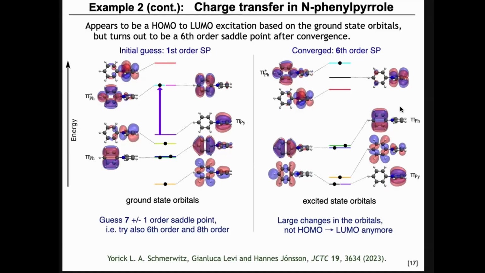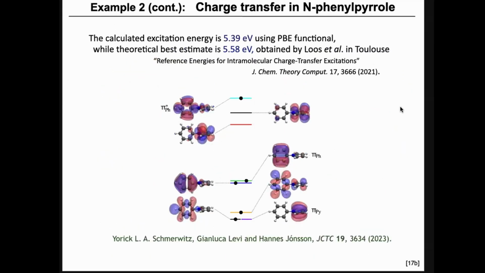Now, this calculation gives an excitation energy of 5.39 with just the PBE functional. And the best estimate by T2, by Pierre-François Loos in Toulouse and co-workers, is 5.58. So it's a big and complicated calculation that we get with a simple PBE functional. And the computational effort here is very similar to a ground state calculation, really.